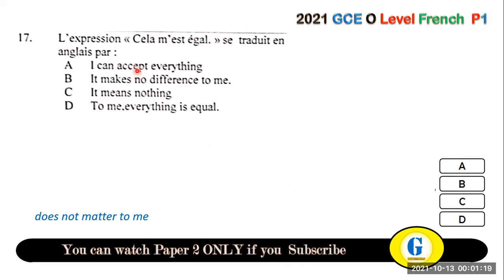L'expression cela m'égale se traduit en anglais par cela m'égale. So this is a particular phrase. This one you cannot use direct translation. This particular phrase has a meaning. It means does not matter to me. So the alternatives here we can take: it makes no difference. Most of them seem almost the same, but makes no difference to me is this one: does not matter to me.